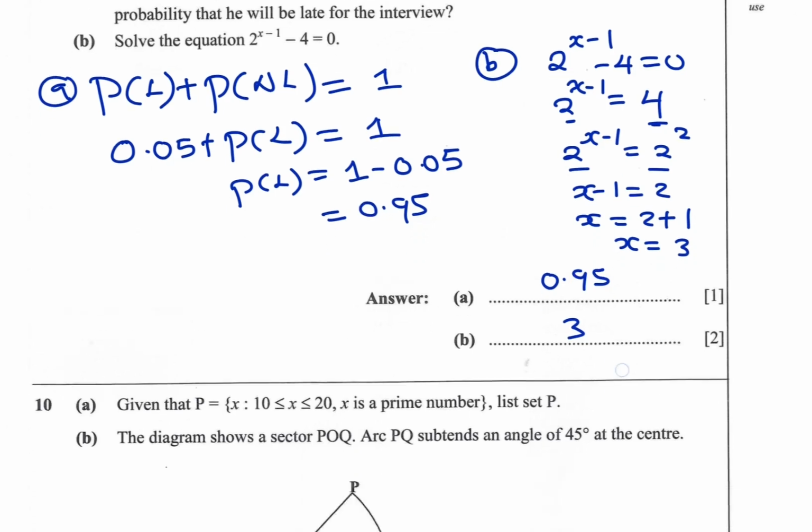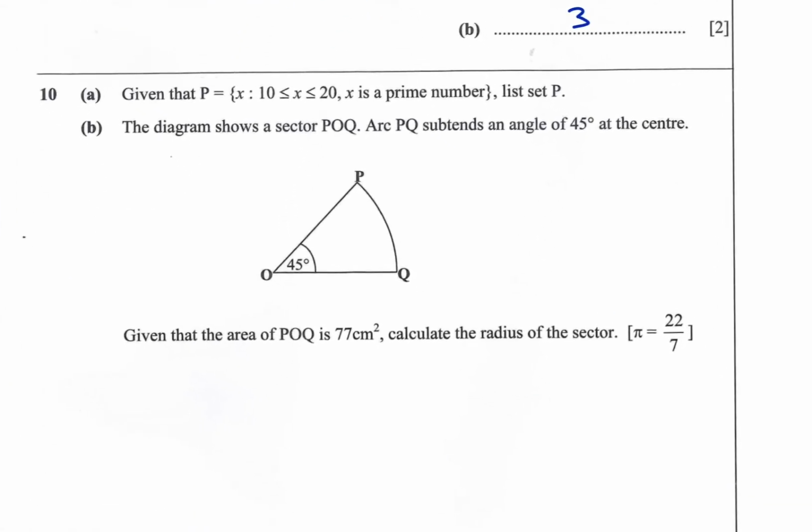All right. Let us go to question 10. Given that P is equals to that one. So, given that set P is numbers starting from 10 to 20, such that 10 less or equal to x less or equal to 20, x is a prime number. So within that set, we are looking at prime numbers from 10 to 20. List the set P. So to list the set P, we are going to have the prime numbers.